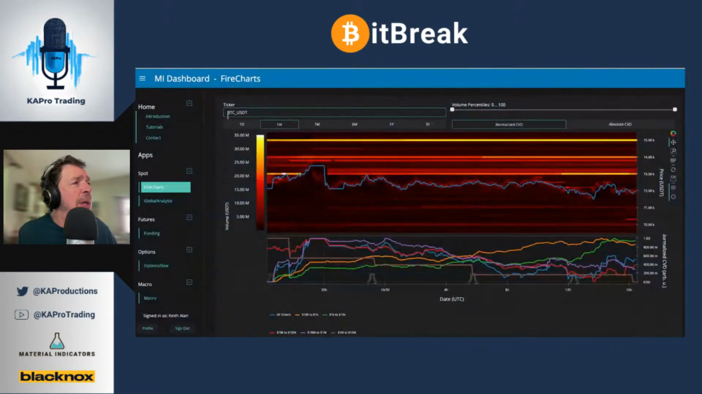Back to the fire charts. You can see blocks of liquidity continuing to move around. We have more bid liquidity coming into the space above 70K. That's a positive sign. And we do have some profit taking here that can be expected. I mean, if you're not expecting that, then I'm not sure how long you've been in this game, right? But when you're hitting levels like this, it's obviously normal to expect profit taking near the all-time high.